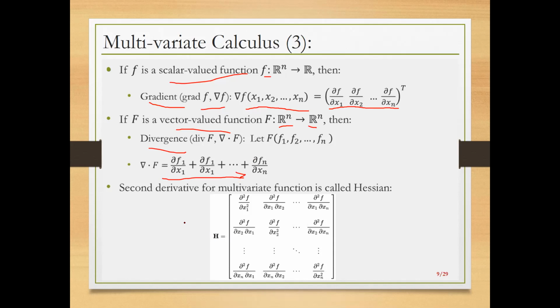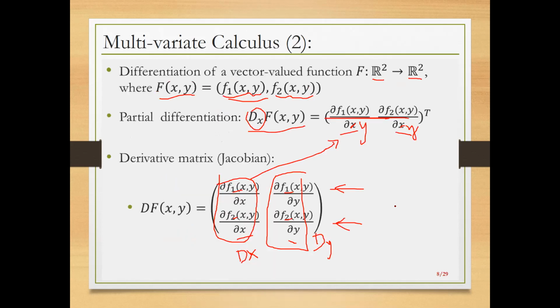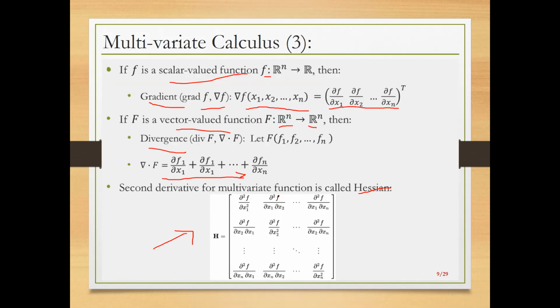Okay, so the second derivative. If you have a multivariate function and you want to find the second derivative, it would be as such. We call this the Hessian. So the first derivative is known as the Jacobian, the second derivative is known as the Hessian, and this is how you define it.